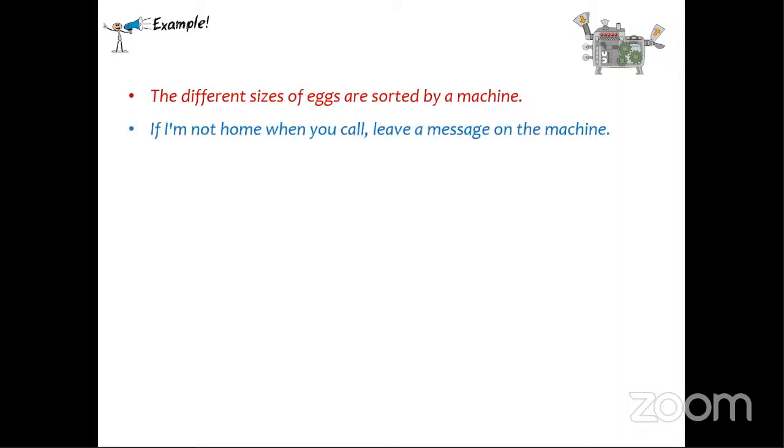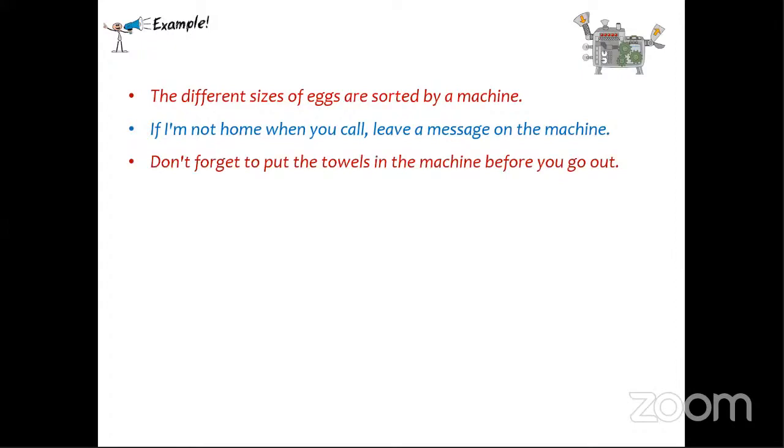Suppose I put all these machines in a very different manner. Different sizes of eggs are sorted by a machine. So it is nothing but a sorting machine. Ask them which type of machine you think about. If I am not at home, when you call, leave a message on the machine. So it's called an answering machine. Don't forget to put towels in the machine before you go out. So he will immediately say washing machine.